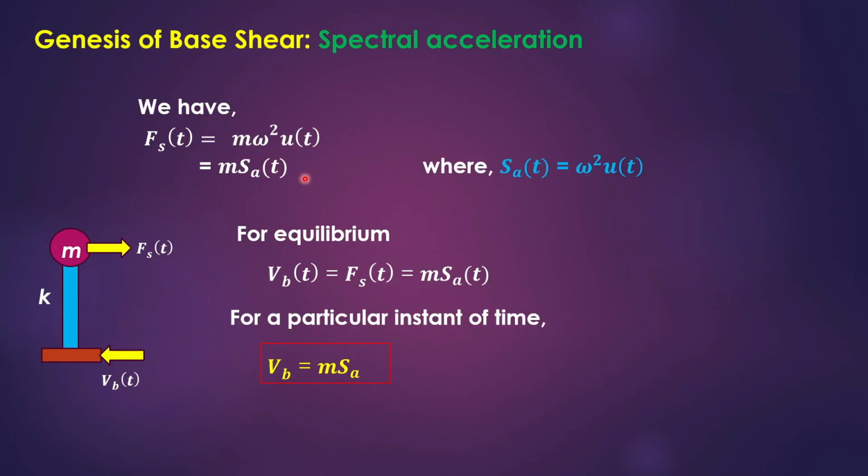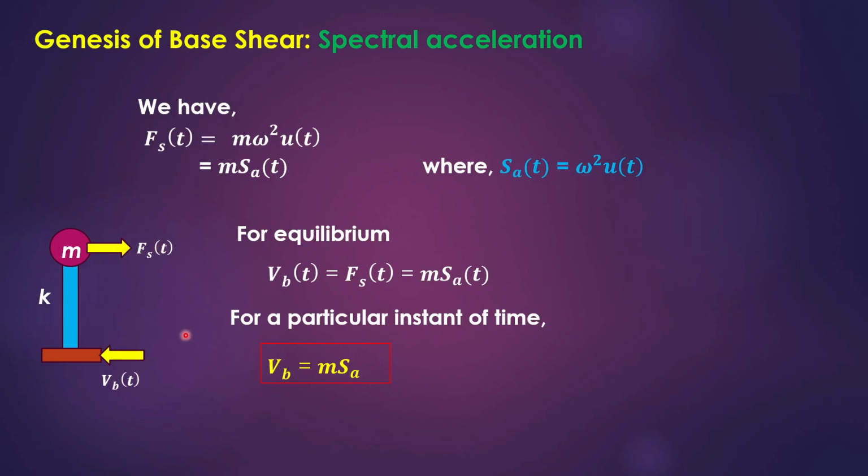So this is analogous to what we got by Newton's law. The lateral force was mass into acceleration. Now the acceleration definition and pattern we have changed. It is spectral acceleration, which is given by omega square u(t). Both normal acceleration and spectral acceleration have the same unit, meter per second square, but the normal acceleration for a particular case and the spectral acceleration will not match in magnitude.